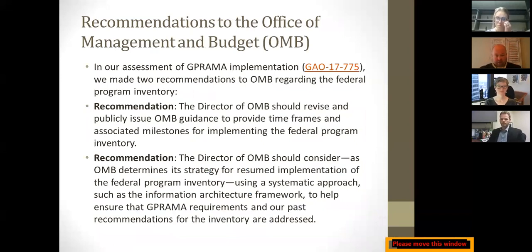And so even though we didn't make a recommendation in this particular report, we did have a companion report that looked at the implementation of the GPRA Modernization Act overall. And within that work, they basically suggested that OMB continue to take strides to implement the inventory. They have not done so yet.